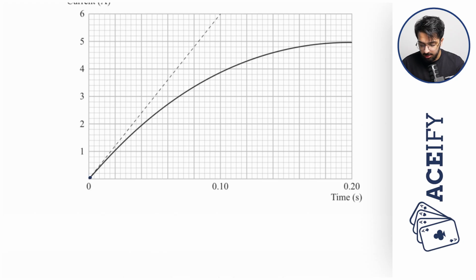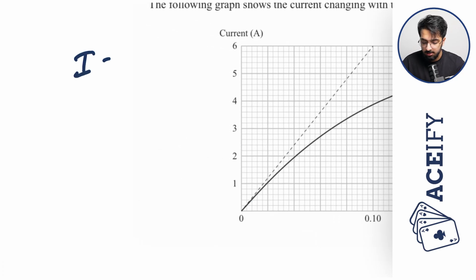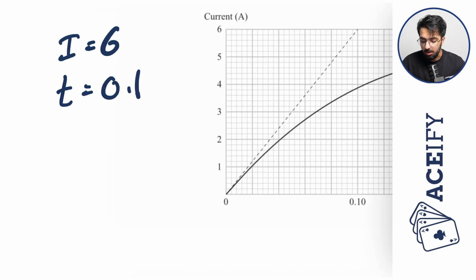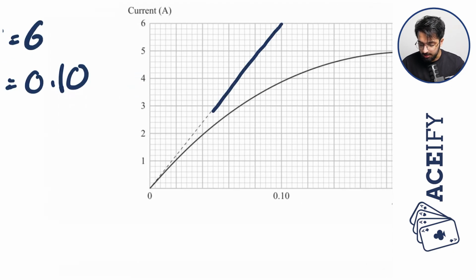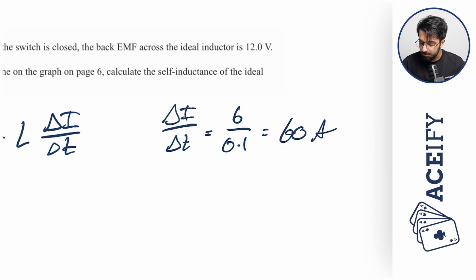Finding out the gradient at this point is kind of hard, it's kind of small. So what they've done, they've helped us, and they've just extended that line all the way up, okay? And so we get a current value of 6 and a time value of 0.1. And obviously, the gradient of this entire line is equal to the gradient of this line right here, okay? Same value. And so therefore, our rate of change of current is equal to 6 all over 0.1, and so that's equal to 60 amps per second, all right?